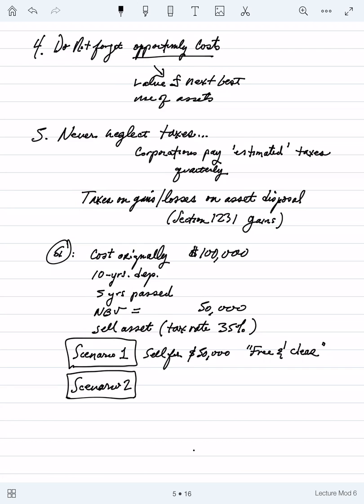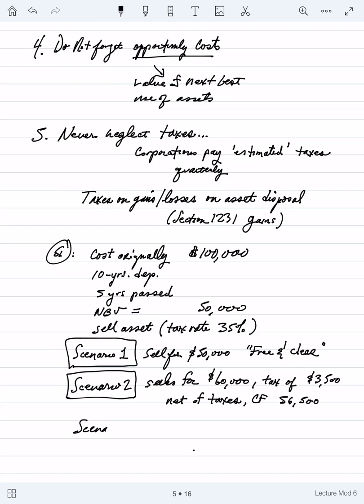Imagine scenario number 2, though. Let's say it sells for $60,000. So the selling price is $10,000 over the net book value. So the firm owes some taxes on that gain at the disposal. Take 35% of the $10,000, and you have a $3,500 tax obligation. So net of taxes, the firm gets $60,000 minus $3,500, or $56,500, right, on that sale. Yeah, $56,500.